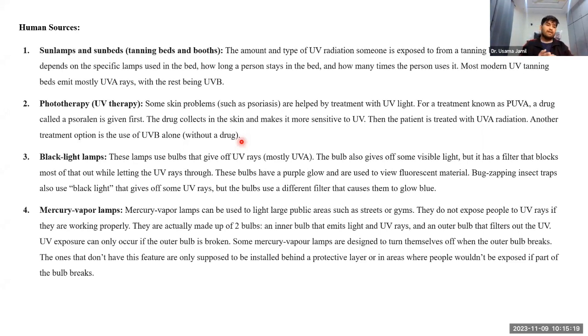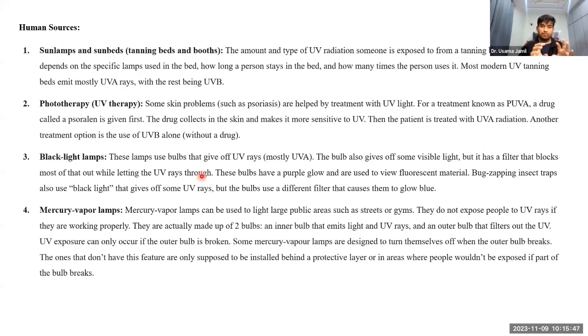If we speak of black light lamps, the lamps are bulbs that give out UV rays, mostly UVA. The bulb will also give some visible light. It has a filter that blocks most of that out while letting the rays through. So how do these lamps work? They have specific filters around them that block the rest of the waves or spectrums of the light and only allow the UV radiation to pass through.